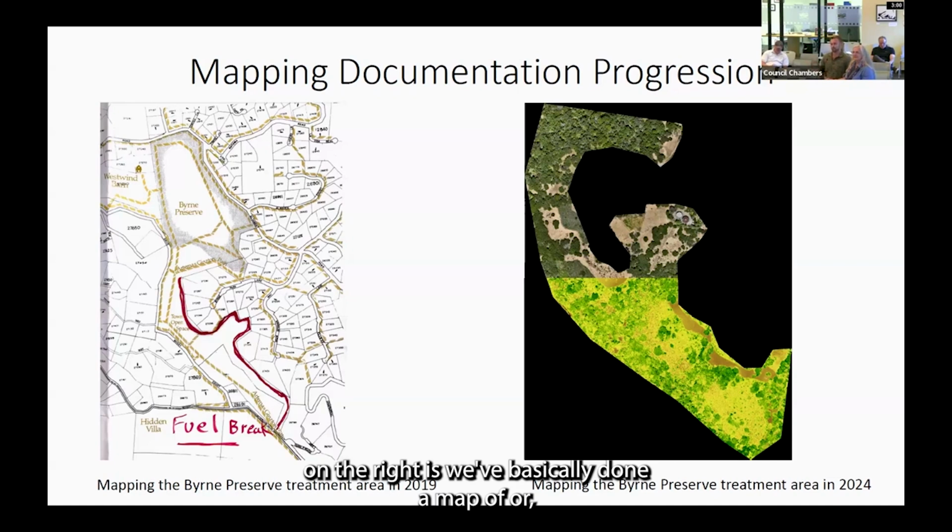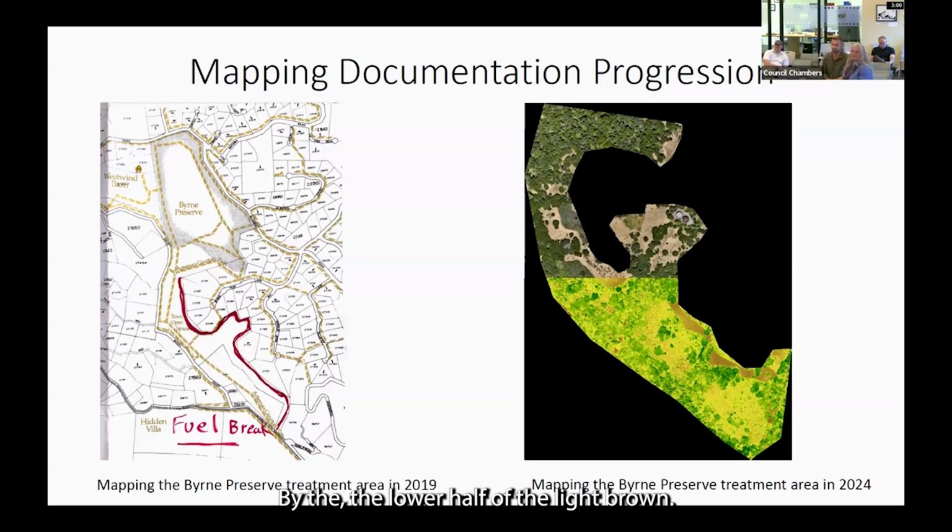On the right, we've basically done a mineral system map of the area. So on the top, you see RGB, which is your visual spectrum. And on the bottom, you have your spectral. And so with those two data sets, we can quantitatively measure and track the actual impact the goats have on creating this fuel break.